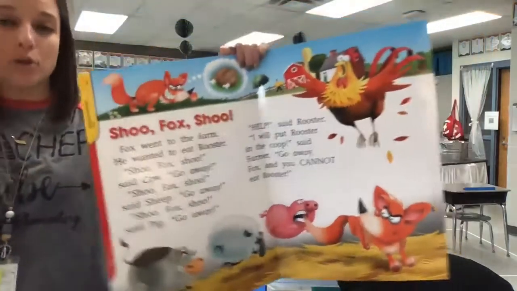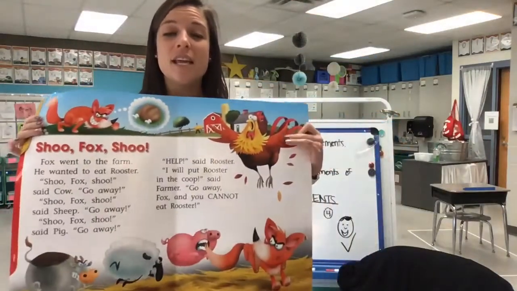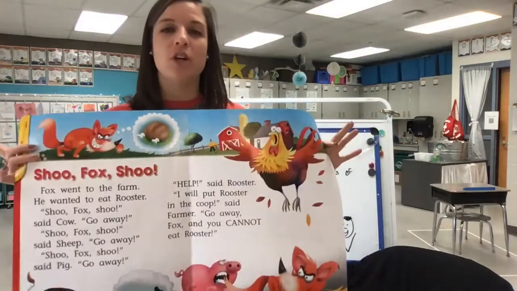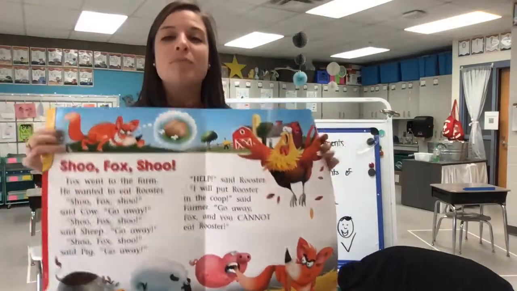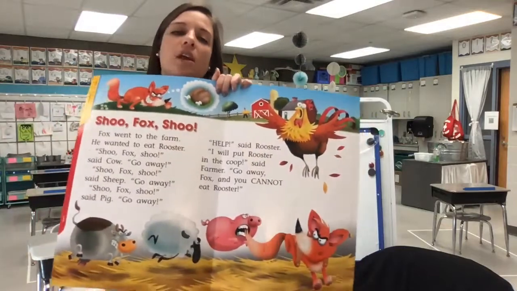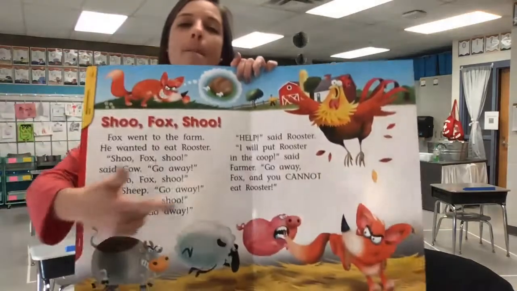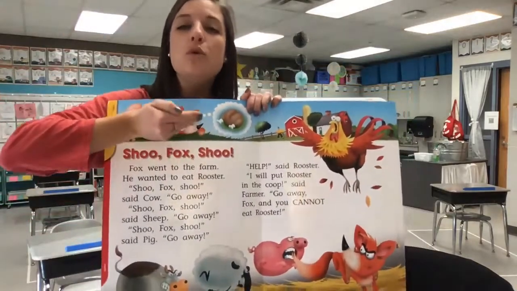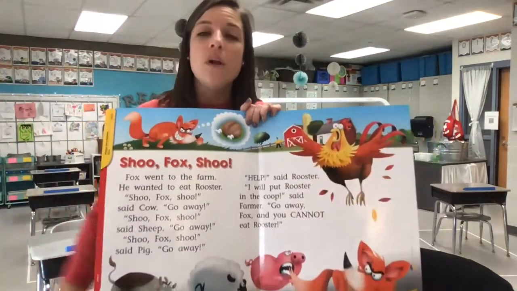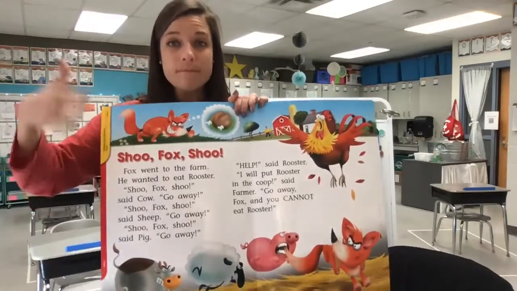So what is the problem here? The problem is the fox is trying to eat the who? The rooster. Just like in our story the other day where the turkey was trying to be eaten by the farmer. The fox is trying to eat the rooster. And to try and problem solve, the other characters, the cow, the sheep, the pig, tried to shoo the fox away. But who is the character that swoops in and says, I'm going to save you? The farmer, right? What does the farmer do with the rooster? Puts the rooster in the coop to save him.